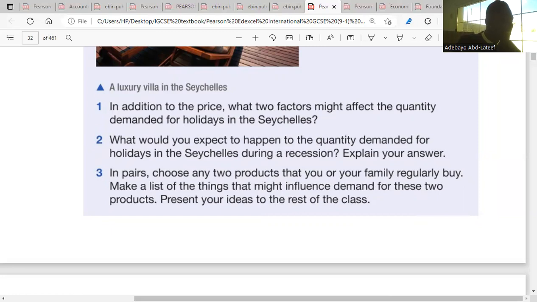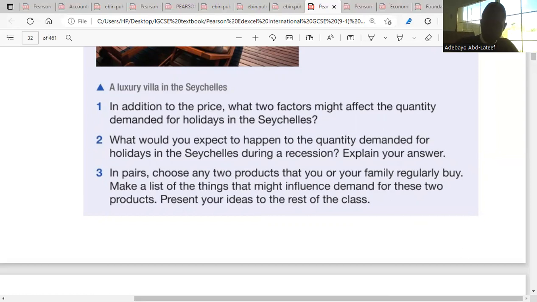The last one I wrote here is the price of holidays in other locations. We're talking about holidays in Seychelles. Seychelles is a location, an area. Is it an island? I think it's an African country. Well, it's a holiday resort that you could go to. I think it's an island too. So if the prices in other locations or other countries are cheaper than this, people will stop going to Seychelles. So this is the price of substitutes. Is it clear?